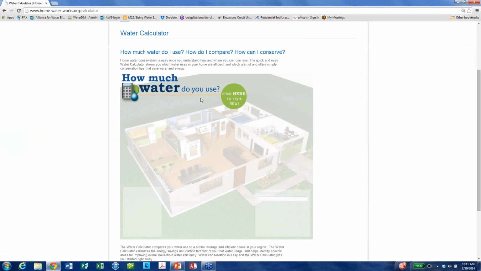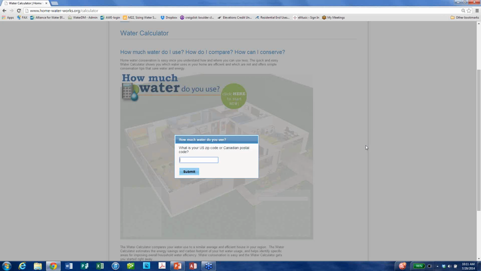And here I am. This is at the homewaterworks.org website, and this is the very start of the water use calculator. So I'm going to move through this fairly quickly, talking my way through it. Marianne, please let me know if my verbiage gets ahead of where the screen refresh is. But for the time being, let's just assume that it works pretty quickly.